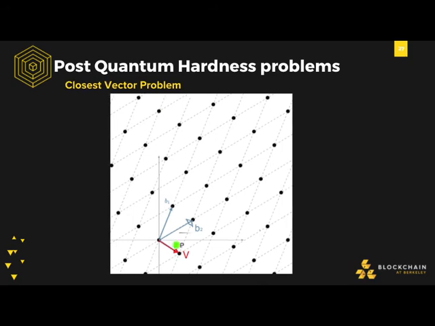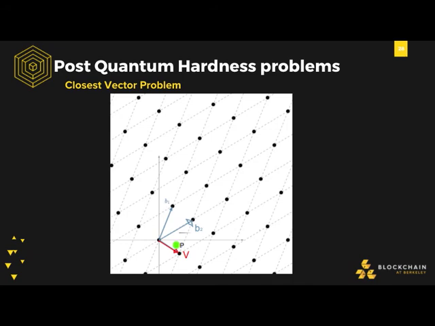Then there's another very similar problem called the closest vector problem. We pick some point in space, and we want to find the vector that's closest to that point. If we can solve the closest vector problem, we can also solve the shortest vector problem. So the closest vector problem can be thought of as a slightly harder variant of the shortest vector problem.